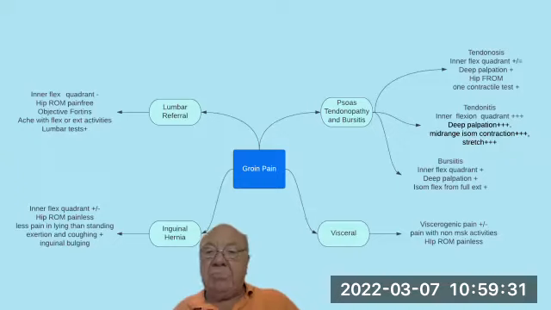Tendonitis is much easier. Inner flexion quadrant is going to be very positive as you squeeze this thing. Deep palpation is going to be positive, positive, positive, and it won't have to be as deep as for the tendinosis. Mid-range contractions will be positive here and really quite painful and possibly weak, and stretching it is very, very positive.